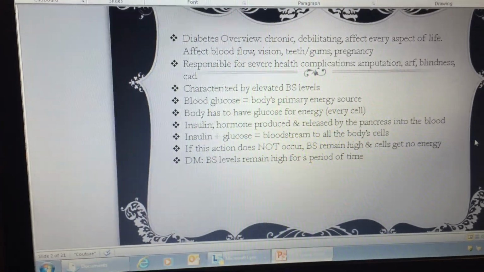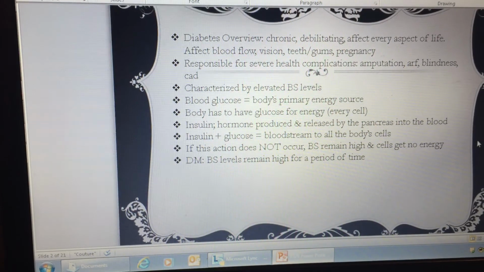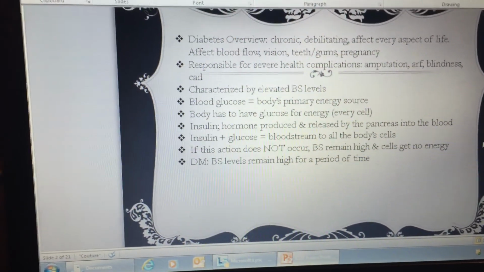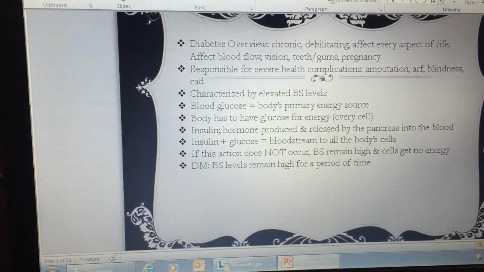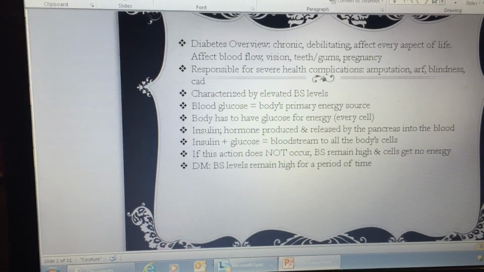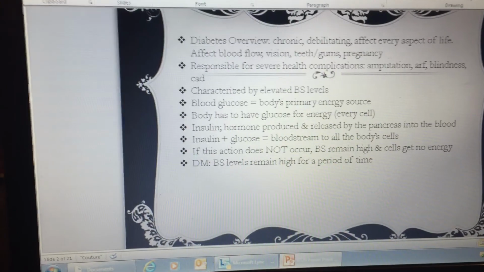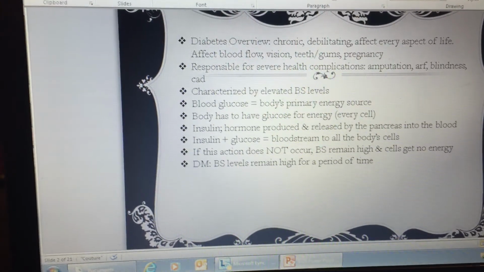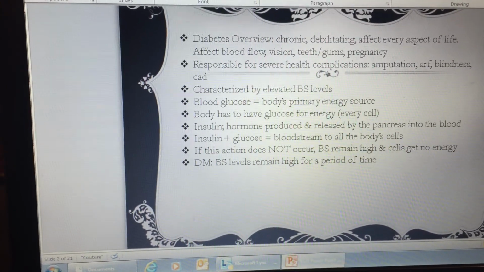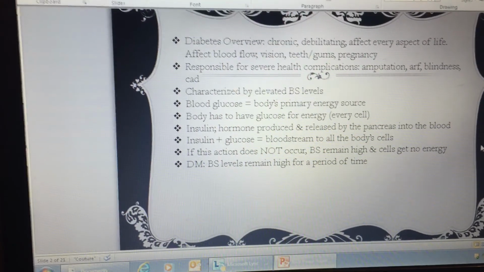An overview about diabetes is that it's a chronic, debilitating disease that affects every aspect of one's life. It affects everything from the circulatory system to the vision, teeth, gums, and causes complications during pregnancy. It's responsible for severe health complications, including amputation, kidney failure, blindness, heart disease. It is characterized by elevated blood sugar levels.